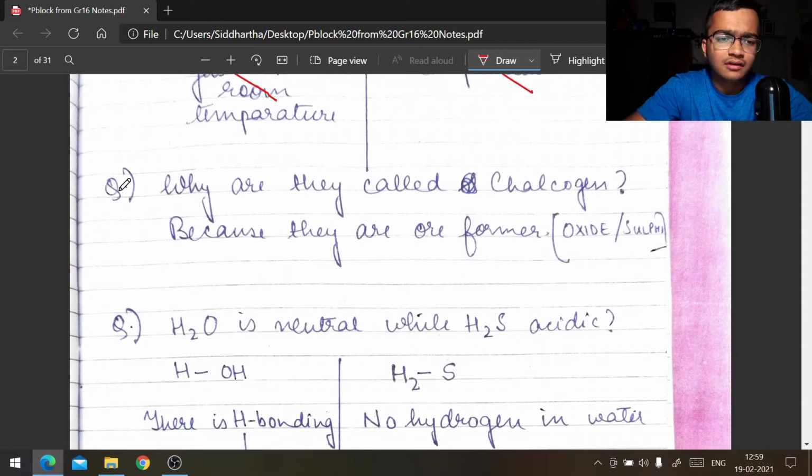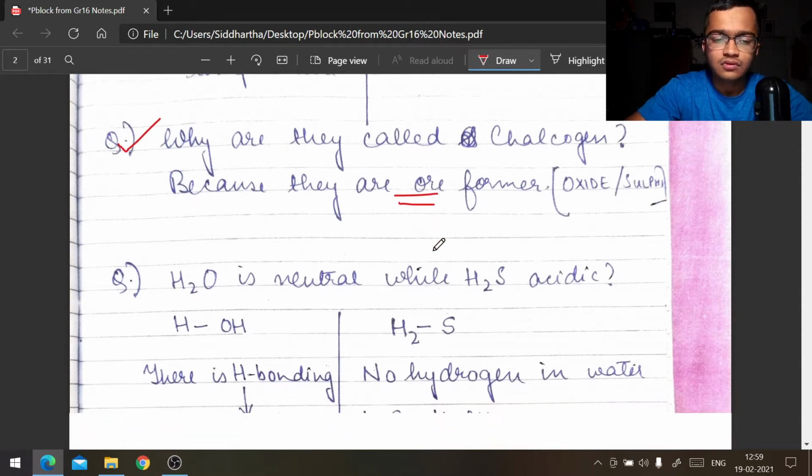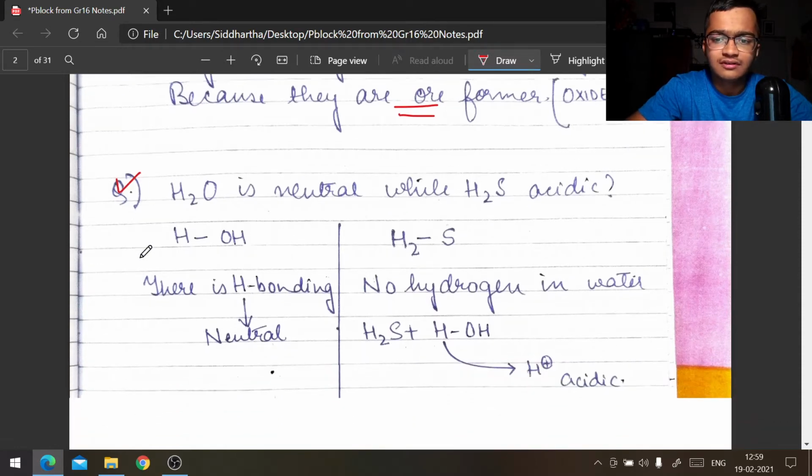Why are they called chalcogens? Because I already mentioned, they are ore formers. Now why is H2O neutral while H2S is acidic?